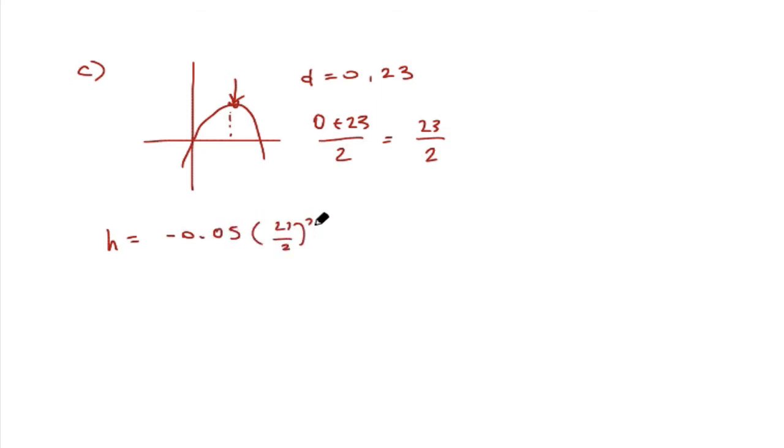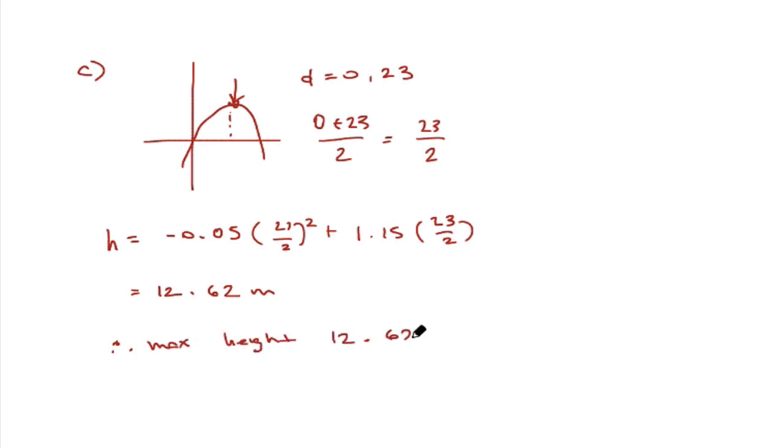23 over 2 squared plus 1.15 times 23 over 2, and we'll get 12.62 meters. So therefore, Danny's maximum height will be 12.62 meters.